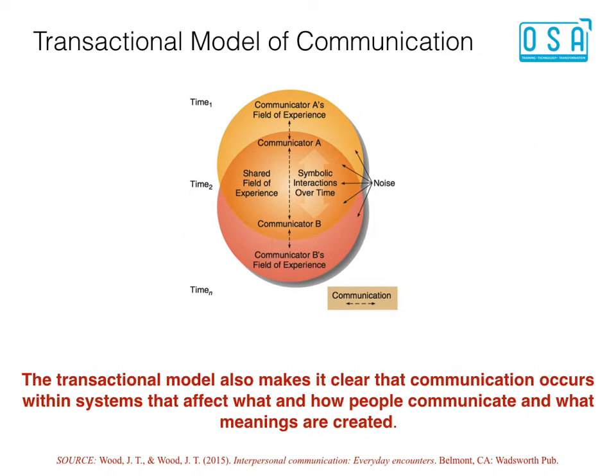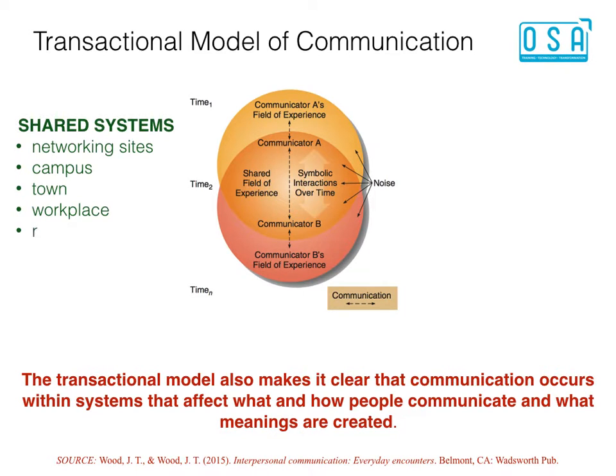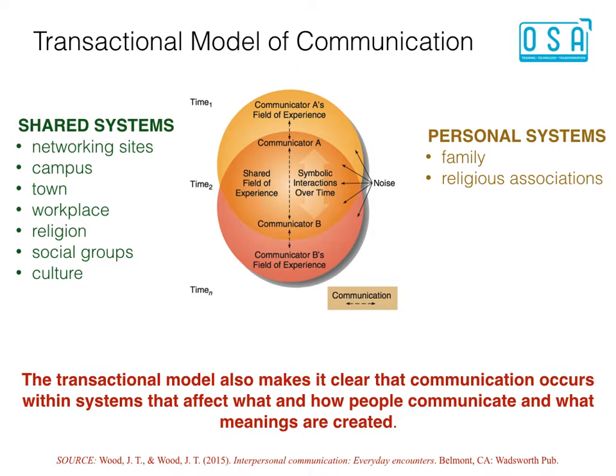The transactional model also makes it clear that communication occurs within systems that affect what and how people communicate and what meanings are created. Those systems or contexts include the shared systems of both communicators, your shared social networking sites, your campus, your town, your workplace, your religion, your social groups, and your culture, as well as the personal systems of each person, like your family, your religious associations, your preferences, gender, mood, and friends.